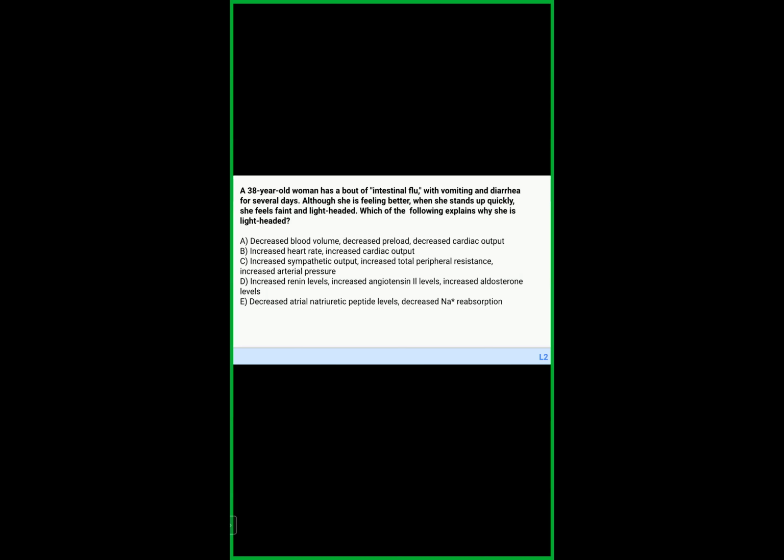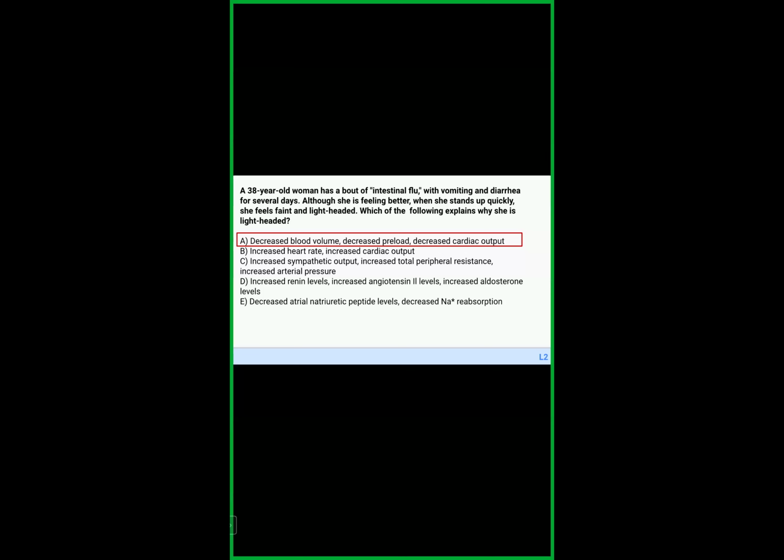All right. A lot of you said A, which is the correct answer. And why is this? Because when we have intestinal flu or we are vomiting and we have diarrhea, we're losing a lot of body fluids. So that decreases the blood volume. And if there's a decrease in blood volume, naturally there's a decrease in preload. There's a decrease of blood that is going to the heart and filling up the ventricles. And because of that, we also have a decrease in cardiac output.